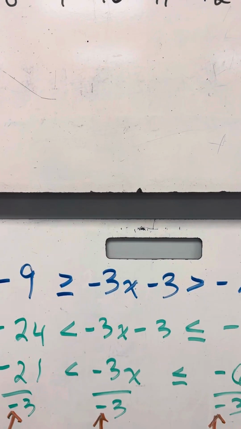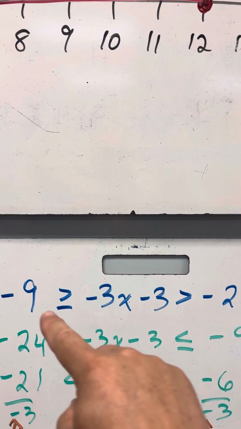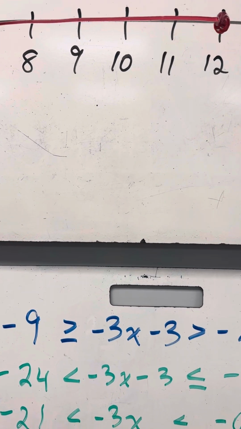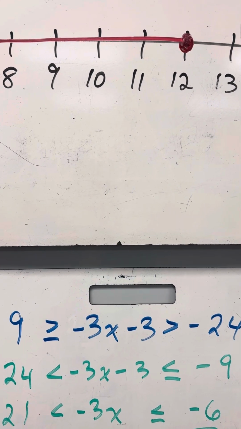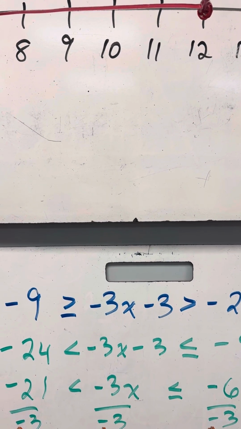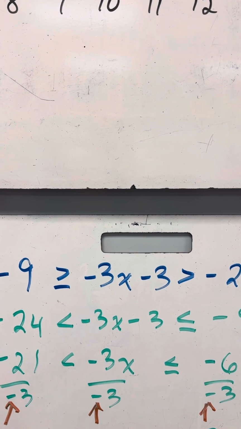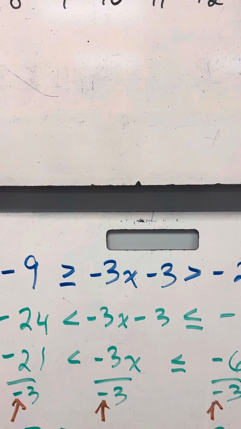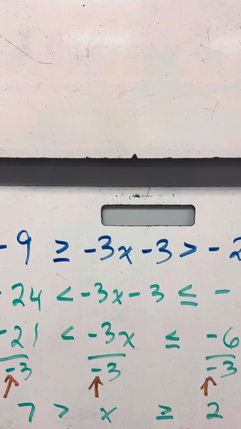Let's flip this around, please. Meaning, I'm going to put negative 24 first, and then the negative 3x minus 3, and then negative 9, okay? Now I'm going to add 3 to all three sides. I get negative 21 less than negative 3x less than or equal to negative 6. Now we're going to divide by negative 3. Now wait a minute. Warning, when you divide by a negative, this sign flips. So you got to flip the sign. It's going to be greater than. So 7 greater than x greater than or equal to 2.